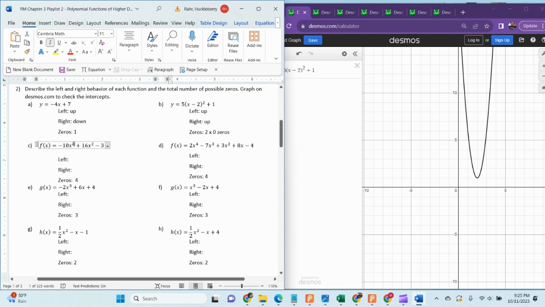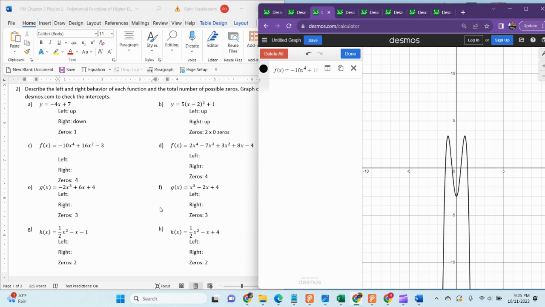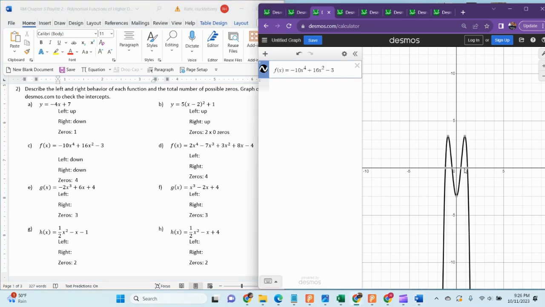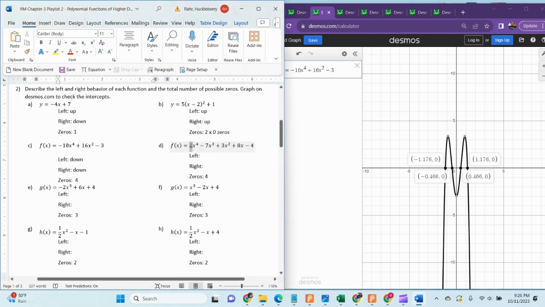This is a fourth degree polynomial, which means the left and right hand behavior is the same. And because this is negative, it should be going down if we check it out. Sure enough, they are both going down. So down and down. So even behaviors are the same, odd behaviors are different. And there are 4 zeros. We can see that right here. 1, 2, 3, and 4. So that one's perfect.